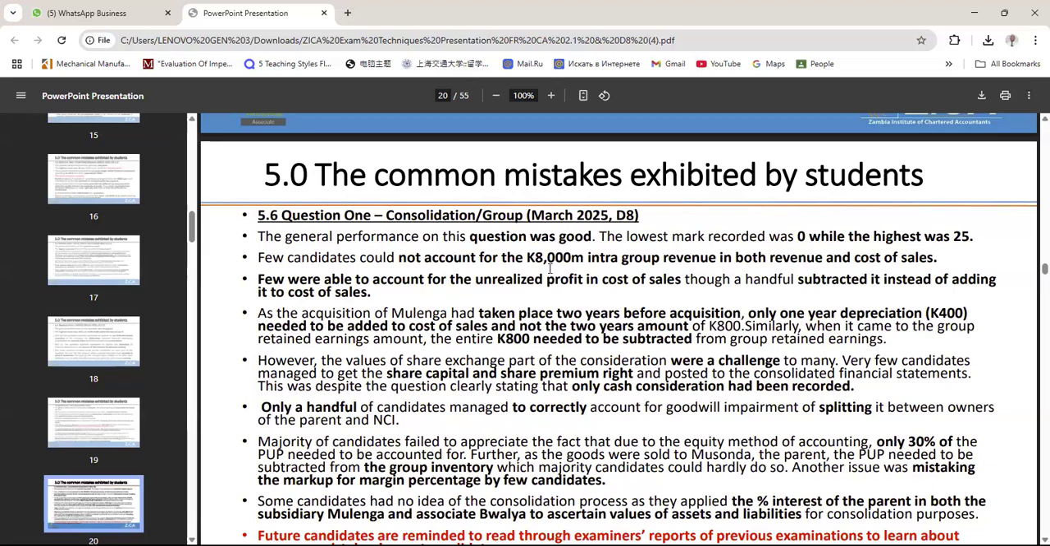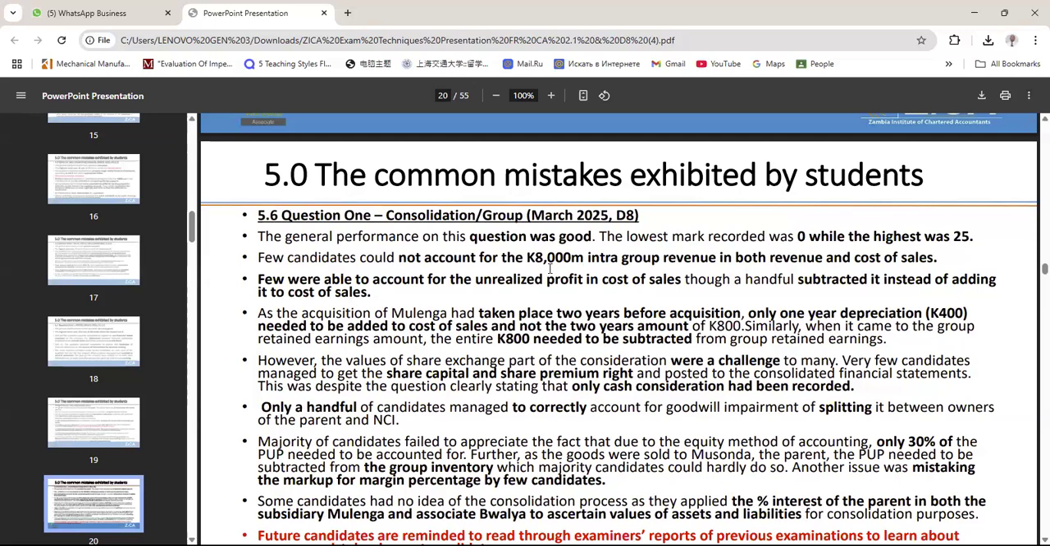From the point of view of the buying company, you remove 8,000, another half mark. So the message: for any sales between the parent and subsidiary, you have to remove the same figure from the revenue and from the cost of sales. This will make more sense when you go through and attempt the entire question.